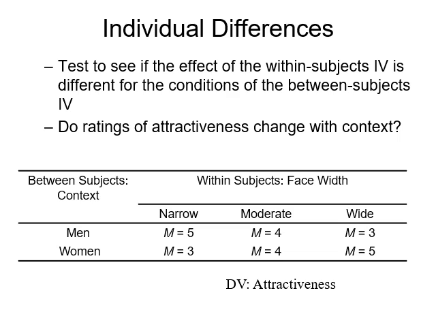So if we're looking at individual differences to see if the effects of a within subjects independent variable are different for conditions of a between subjects variable, basically that's a traditional two main effects and interaction design, just looking at two different types of variables.